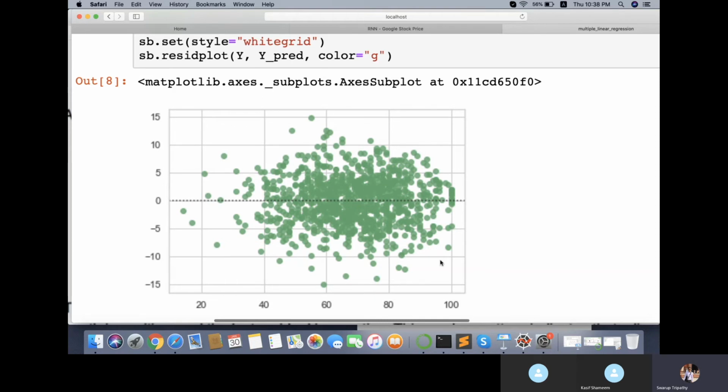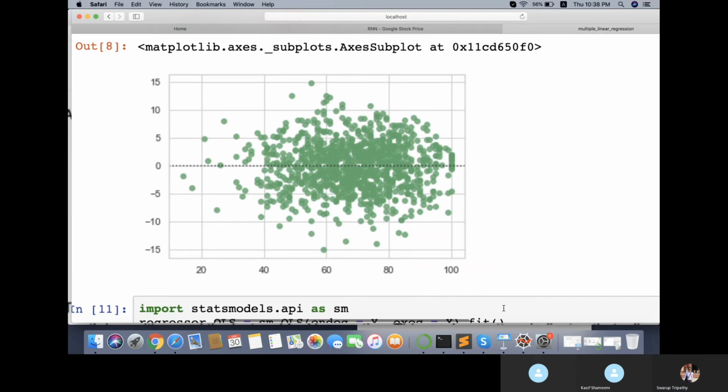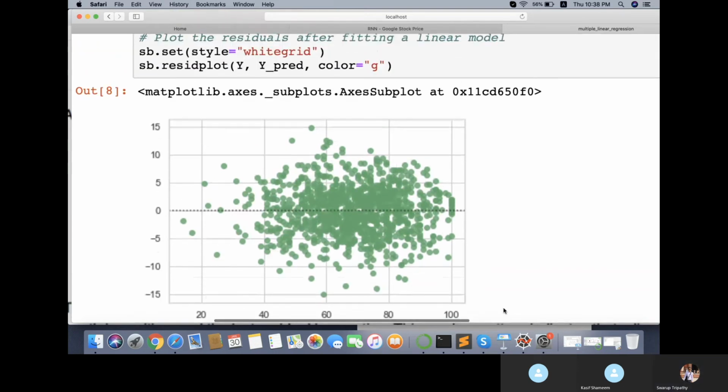Are you getting this plot? Okay, able to understand this? Hello? Yeah, I'm getting the plot. No, are you able to understand this plot?